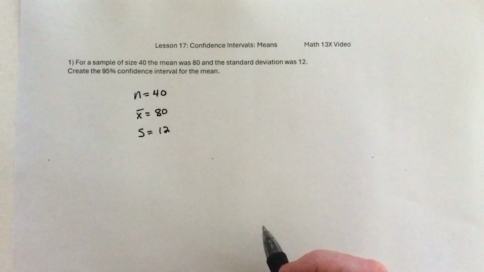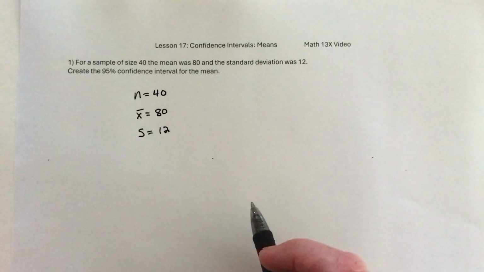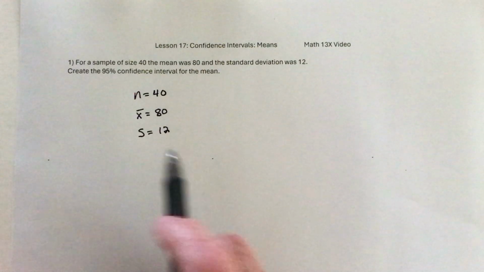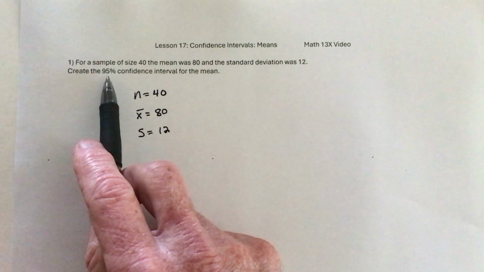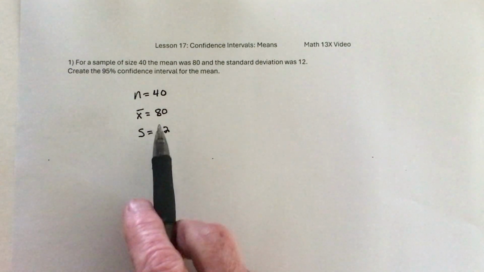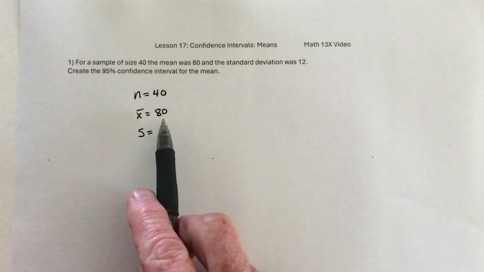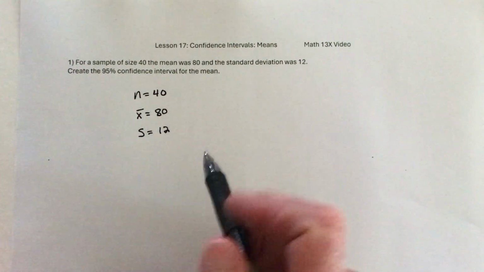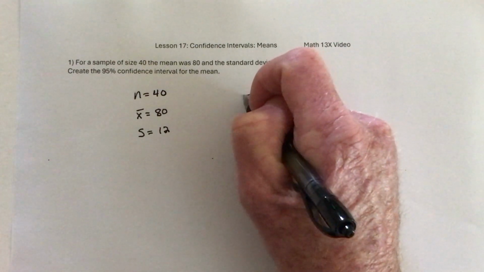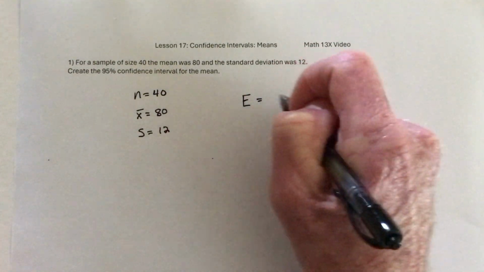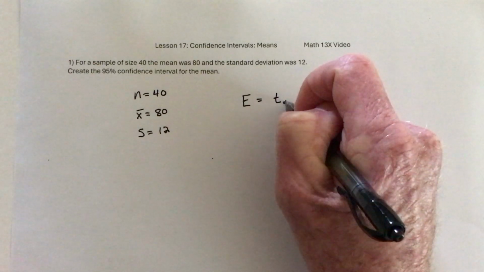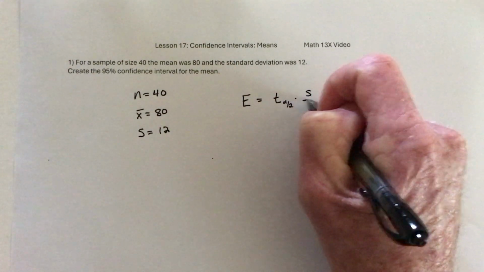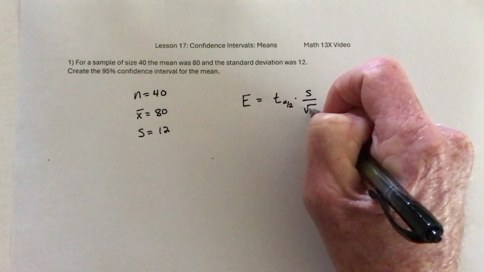And like most times, I'm going to do the first one using the formula, and then I'll show you how to use the calculator to do it. So create the 95% confidence interval for the mean. So in other words, this is the average 80, but because that's only based on 40 people, there's going to be some error. And the formula for the error goes like this. It's t sub alpha over 2, the critical value, and then the standard deviation divided by the square root of n.